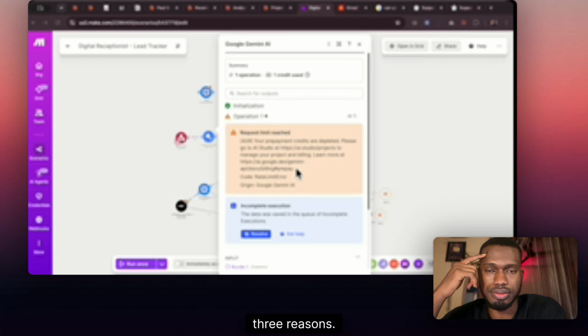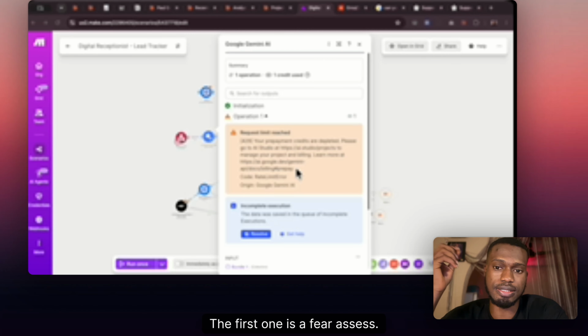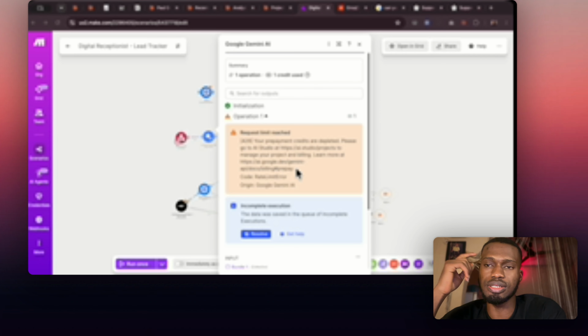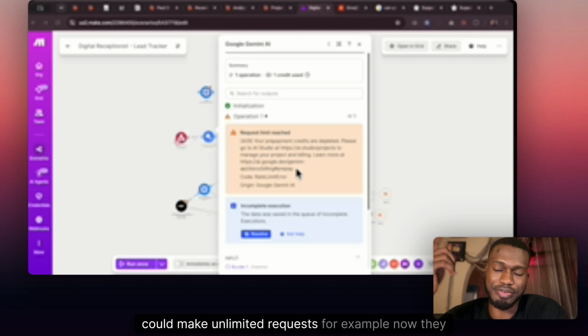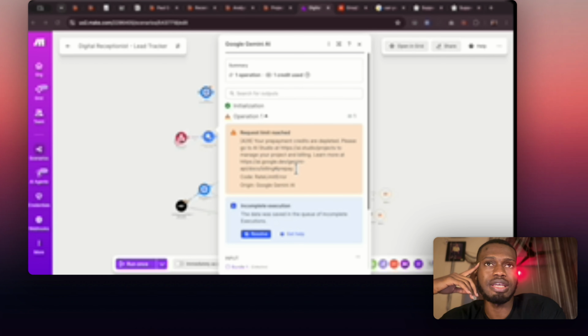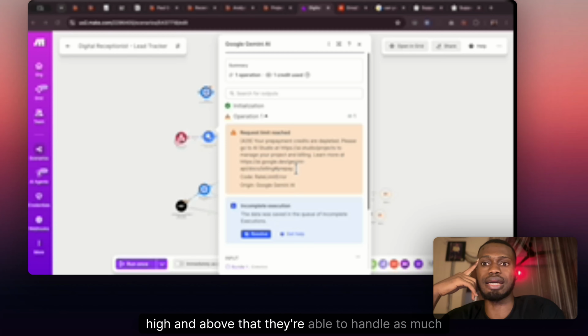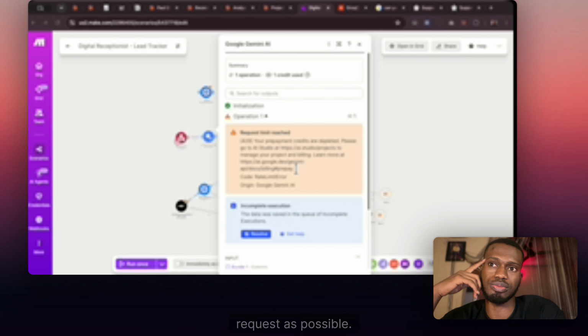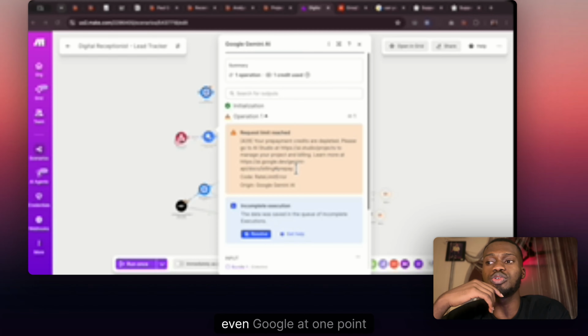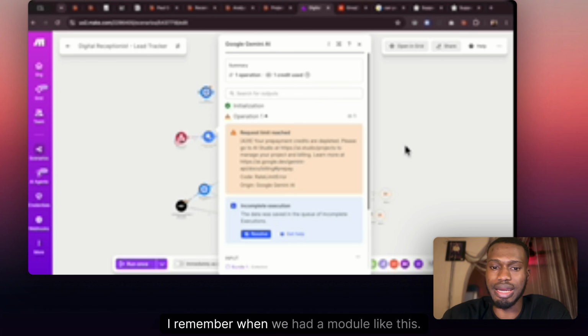The first one is fair access. If one person could make unlimited requests, they are going to consume all the server's capacity, except if it's a service that they've scaled high and above, that they're able to handle as many requests as possible. Maybe an example I can give you is Google, for example. But even Google at one point changed their module. I remember when we had a module like this.